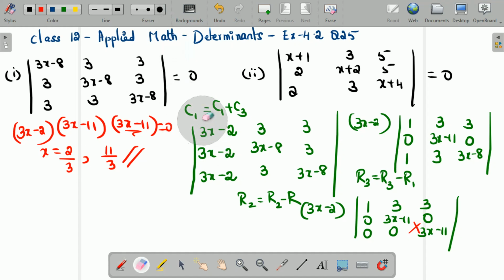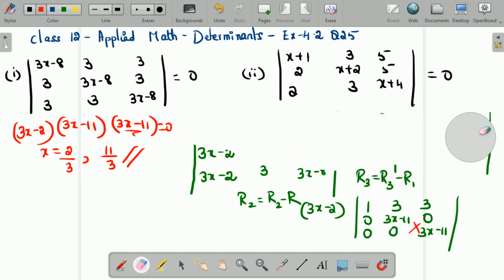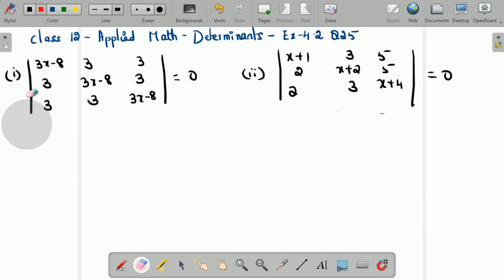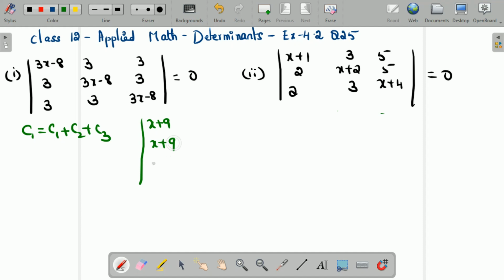Now let's take up the second determinant and see what is going to be the value of x given this determinant's value is equal to 0. Now let's start with the first transformation. So here C1 is equal to C1 plus C2 plus C3. So with this transformation, the determinant will become x plus 9. Here also another x plus 9. This is also another x plus 9. The rest of the columns we are copying it. So 3, x plus 2 and 3. Here 5, 5 and x plus 4 is equal to 0.